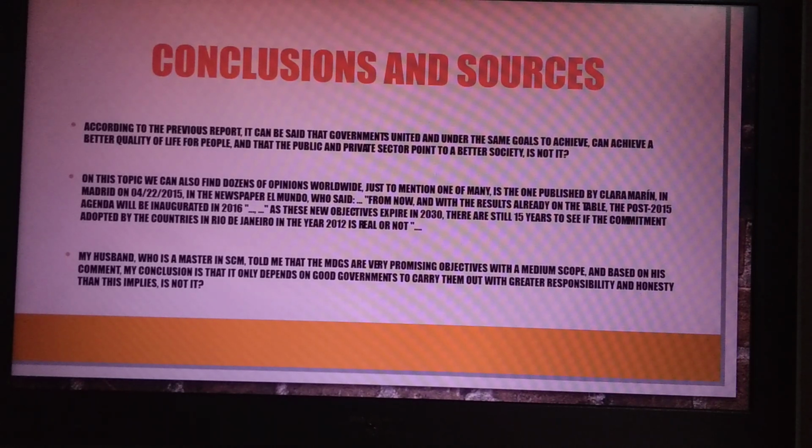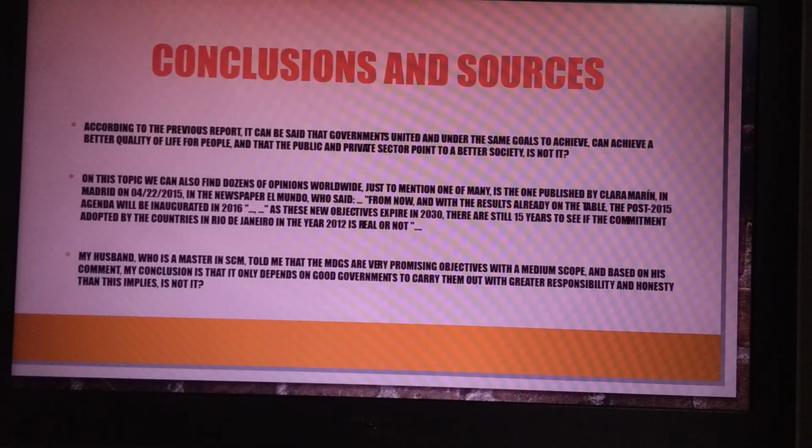According to the previous report, it can be said that when governments unite under the same goals, they can achieve a better quality of life for people, and that the public and private sector point to a better society. Is not it? On this topic, we can also find dozens of opinions worldwide.